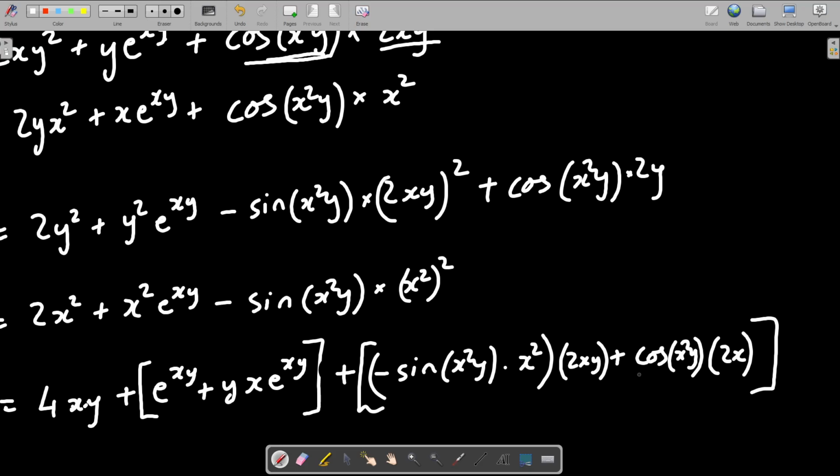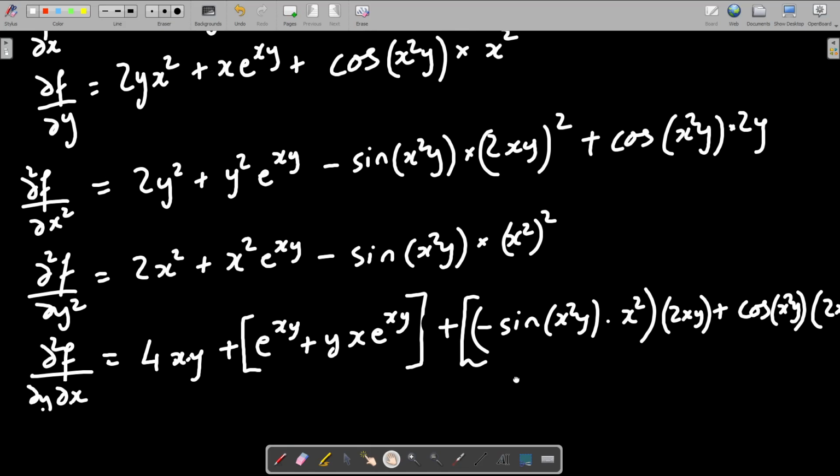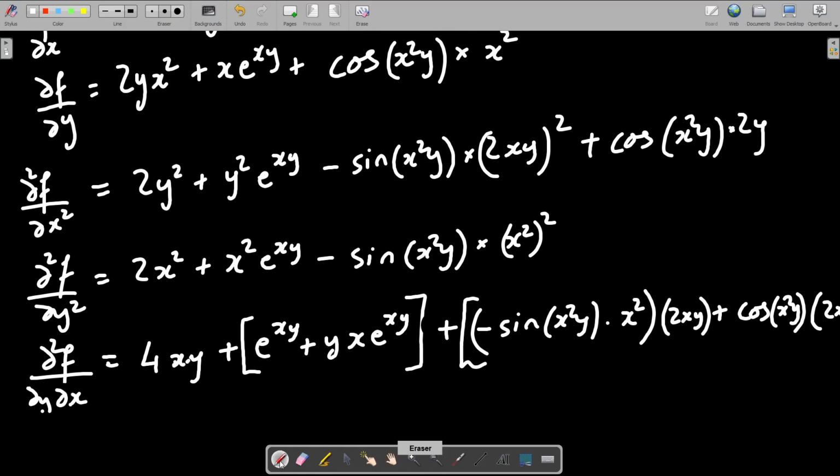Okay, so these are all the terms involved here. Now do the same thing of taking the derivative of the other term with respect to y. So ∂²f/∂x∂y: the second term, ∂f/∂y, I am taking the derivative with respect to x. So that's going to give me again 4xy over here.